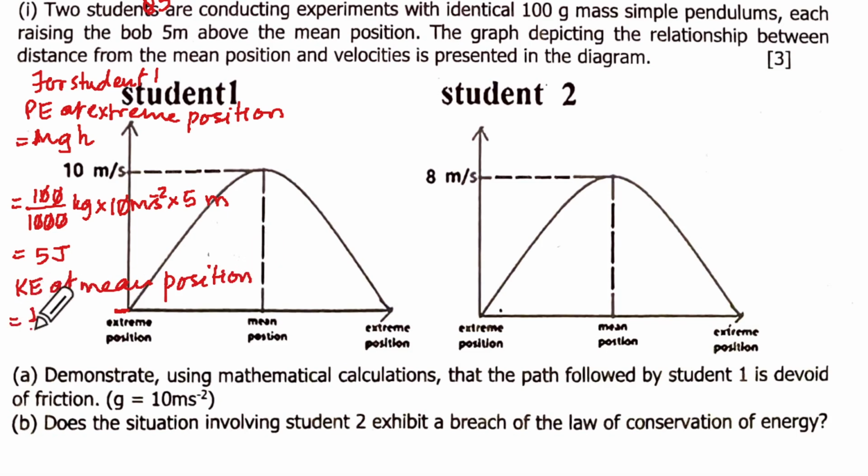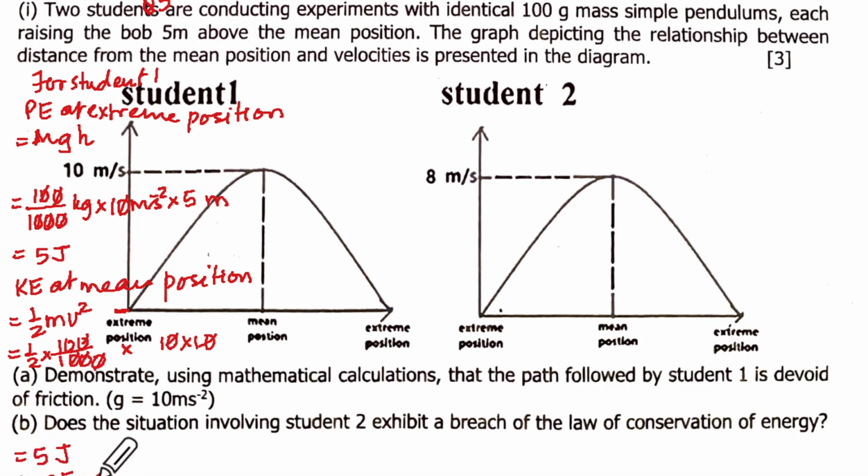Now let us come to the kinetic energy at mean position. It is going to be equal to what? Half mv square. That will be half into 100 upon 1000 multiplied by velocity, which is 10 into 10. What did I do? This is 100, no? Yes, ma'am. Oh, I cancelled one more 0. 3 zeros are gone. And 10 upon 2 means 5 joules. 5 joules. Correct?